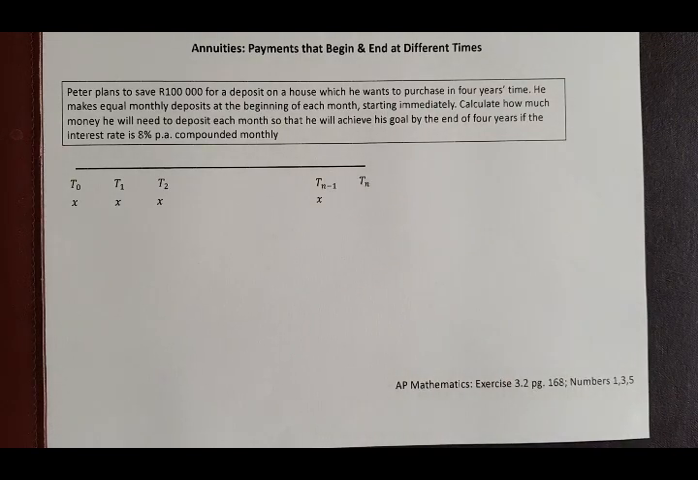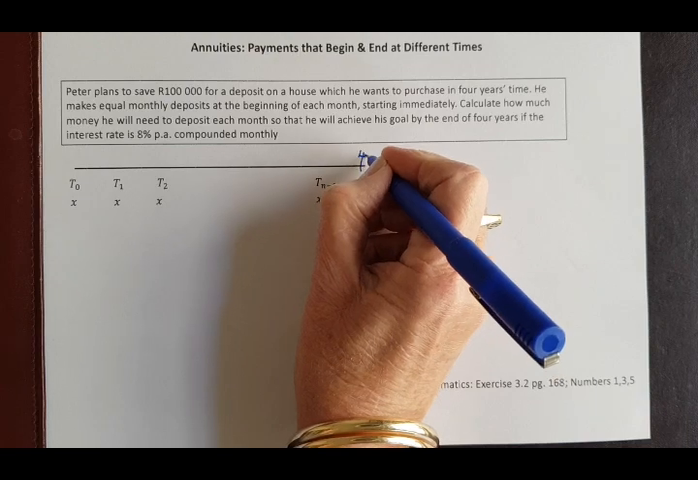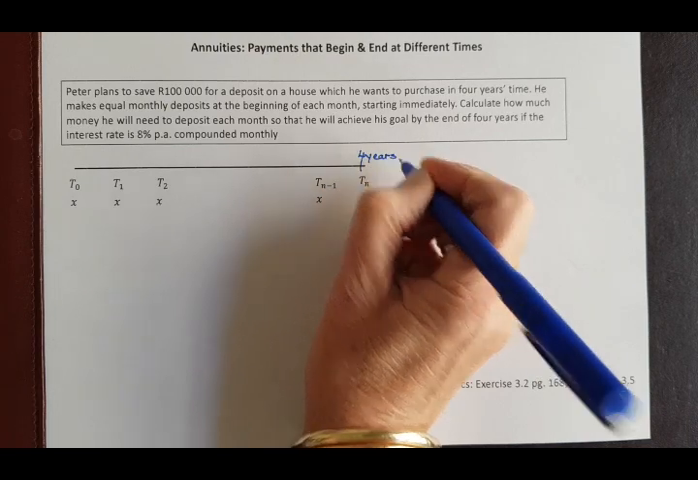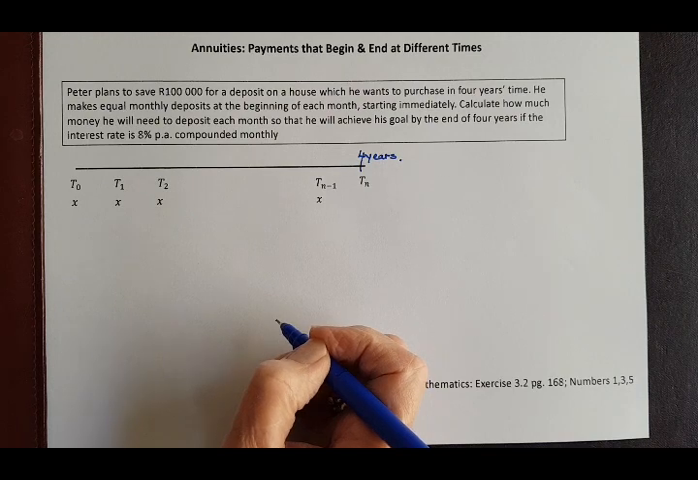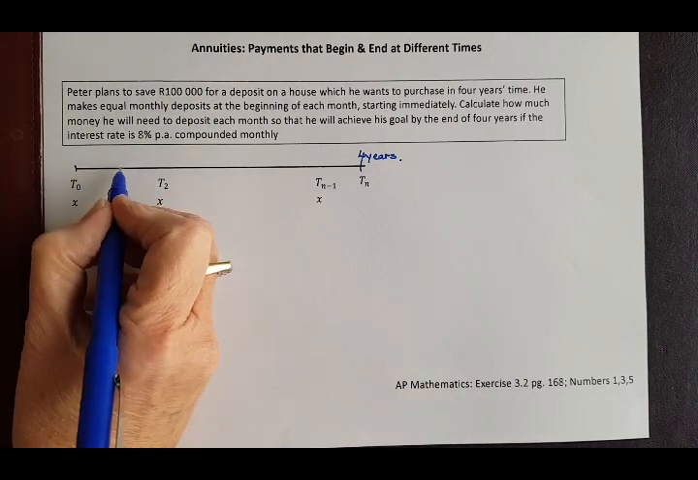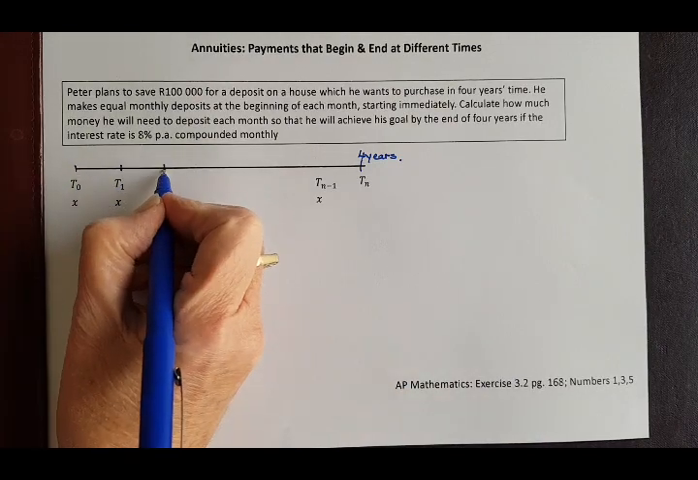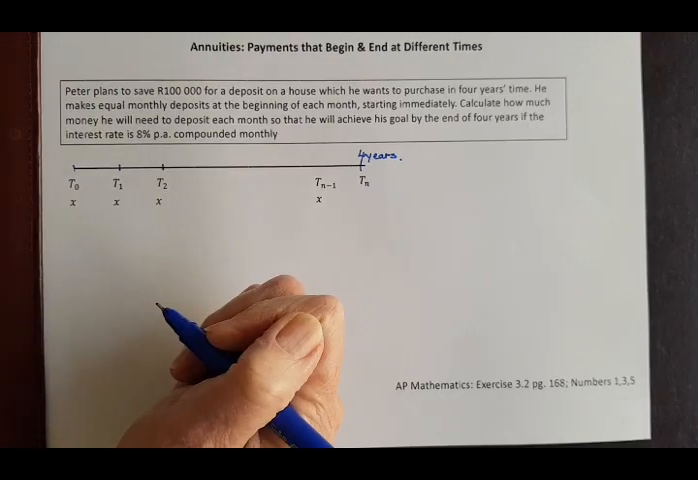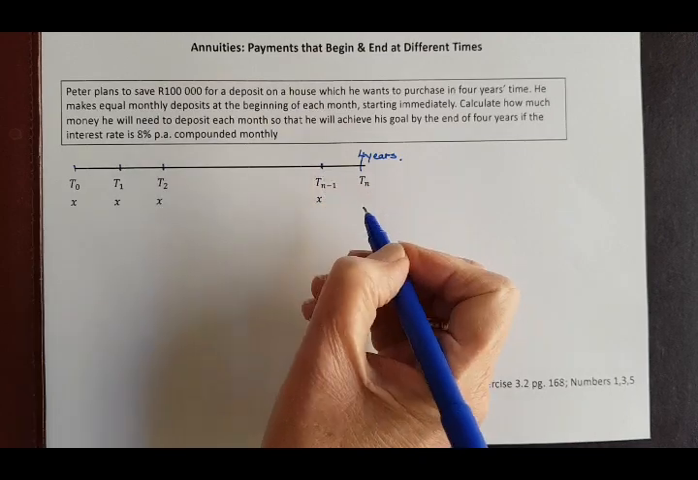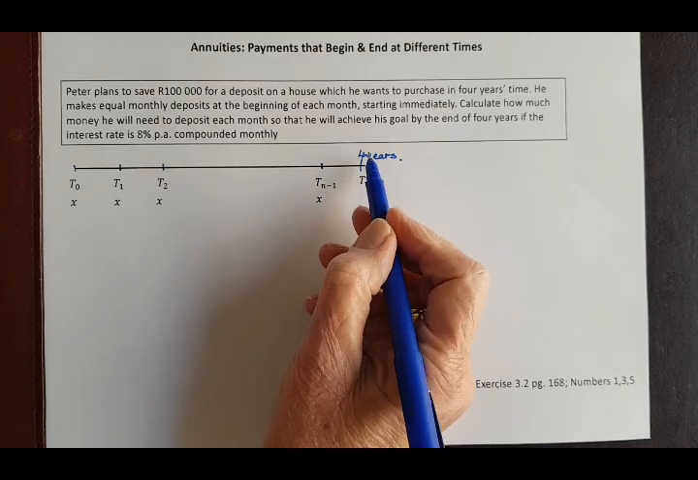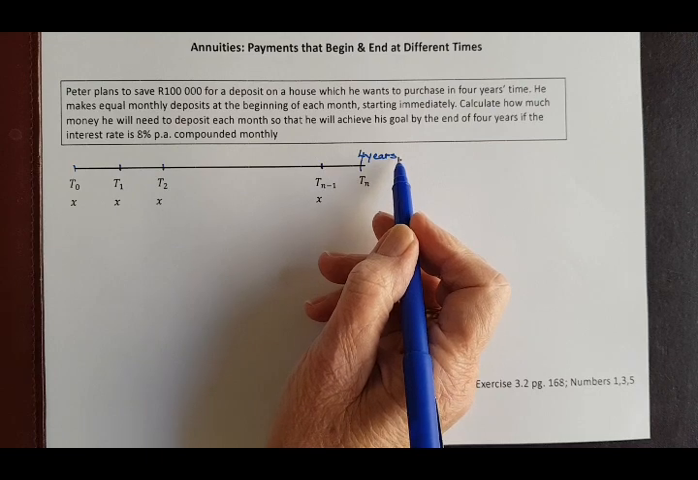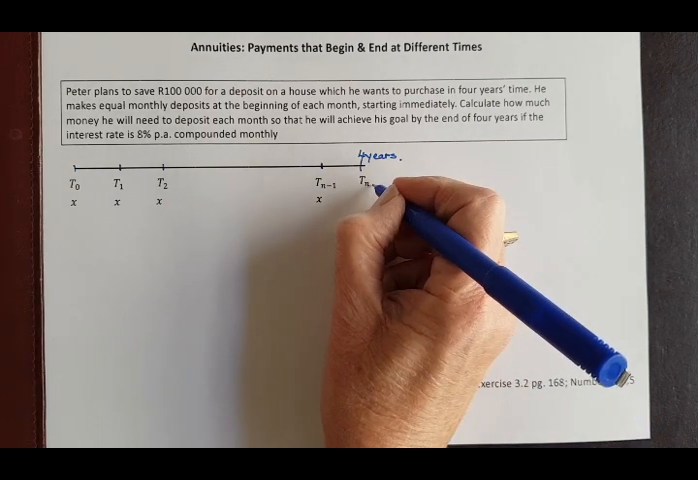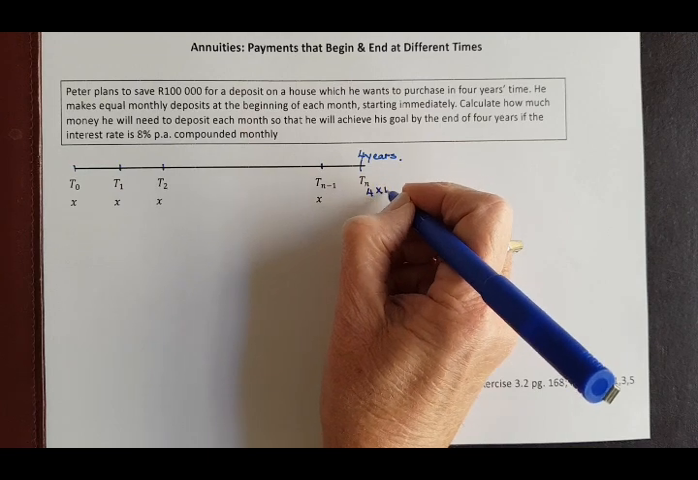Let's have a look at an example. Peter plans to save 100,000 for a deposit on a house which he wants to purchase in 4 years' time. He plans to make equal monthly deposits at the beginning of each month. So T1 is the end of the first month. T2 is the end of the second month. Tn-1 and then Tn would be the end of the 4th year. So your N value here would be 4 times 12.